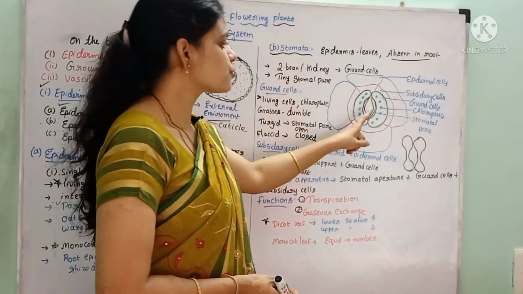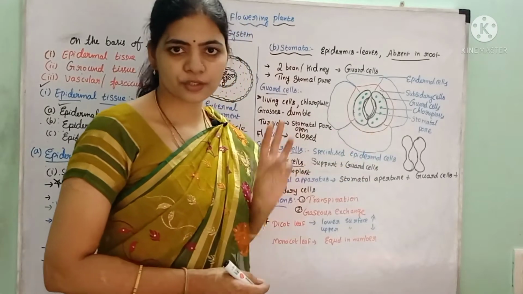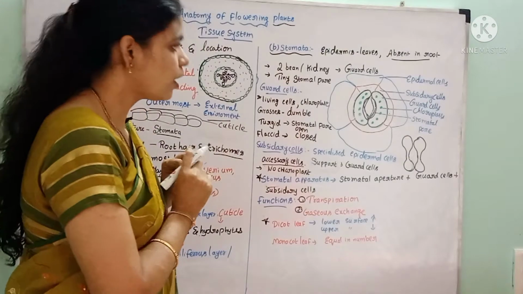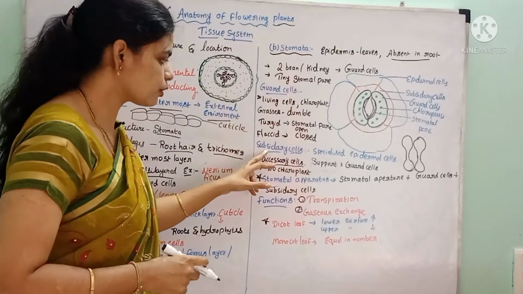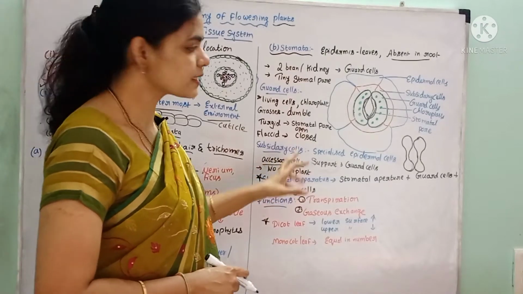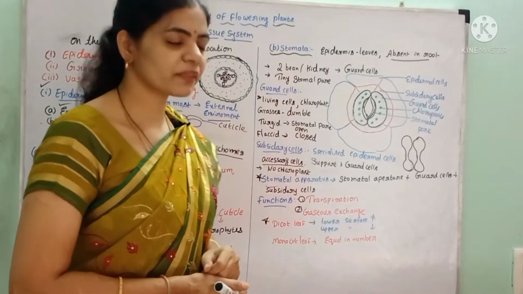We say the stomatal pore, guard cells and subsidiary cells, totally three. Stomatal pore, guard cells and subsidiary cells, all these three together we can call accessory cells. What can we call them? These three parts will be called accessory cells.